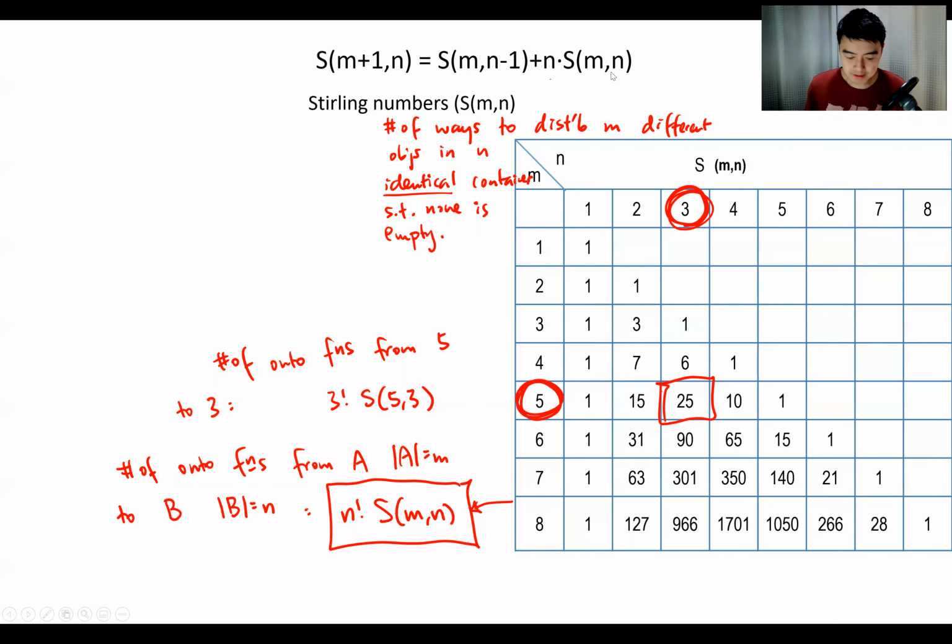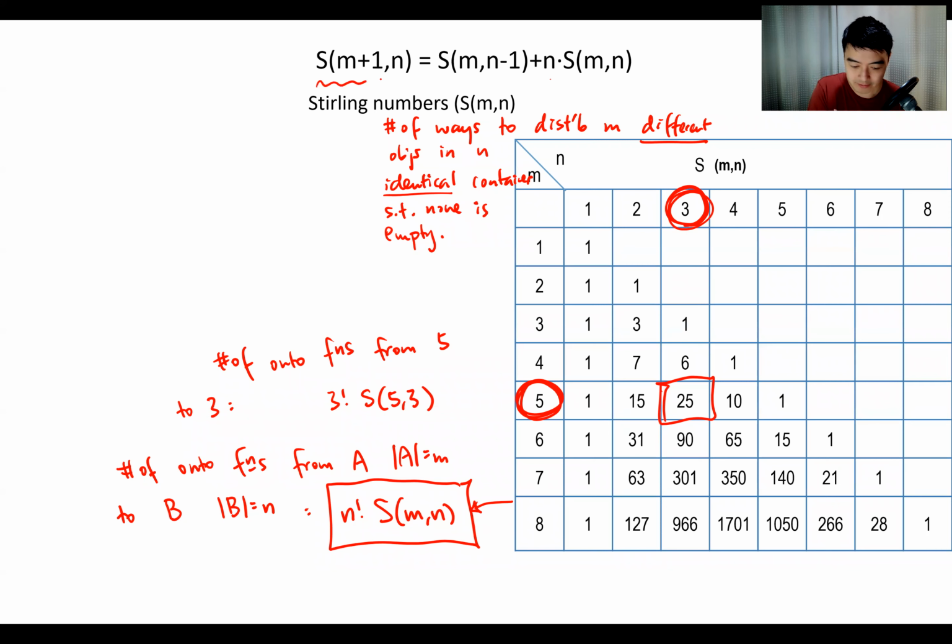Welcome back, everyone. So before the break, we talked about how to use the Stirling numbers. Essentially, the Stirling number table that you're looking at here is describing the number of ways to distribute m different objects into n identical containers such that none is empty. This is actually a nice problem because there's a nice equation that goes with it.